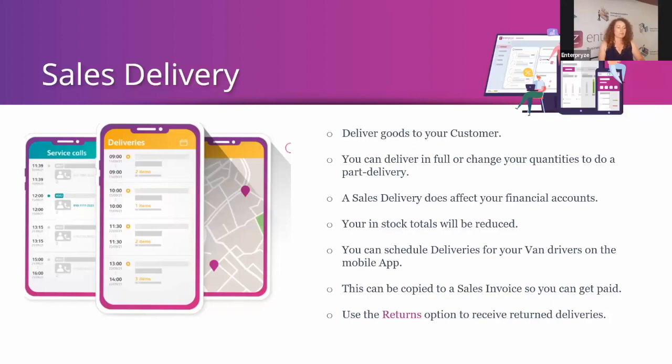So don't make the mistake that, for example, you've gone out and delivered your goods, and the customer has decided, you've given me a faulty printer or something has happened. You use the returns option to receive the return delivery. That's important, and match it up to the delivery. That's important because of the effect on stock, but more importantly, the effect on the financial accounts.